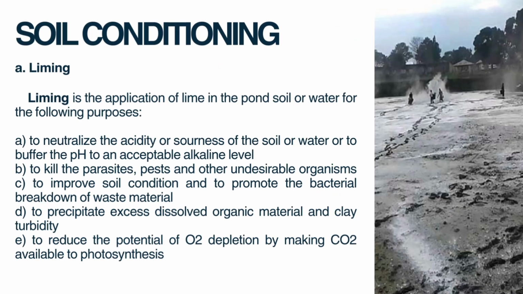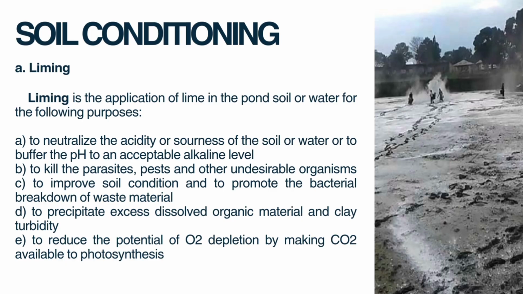Now, let's move on to liming. Liming refers to the application of lime to pond soil or water in order to improve its quality and make it suitable for aquatic production. First, liming helps neutralize acidity or sourness in the soil or water as it buffers the pH and brings it to an acceptable alkaline level that is favorable for aquatic organisms.